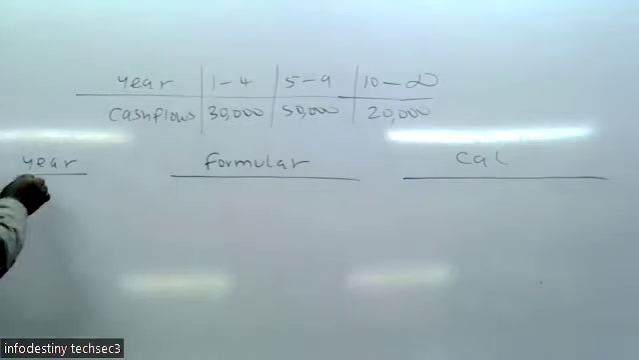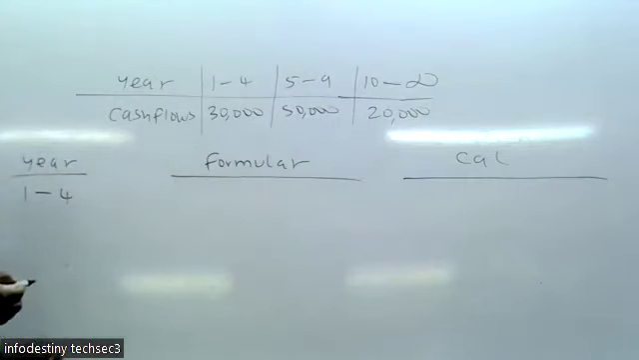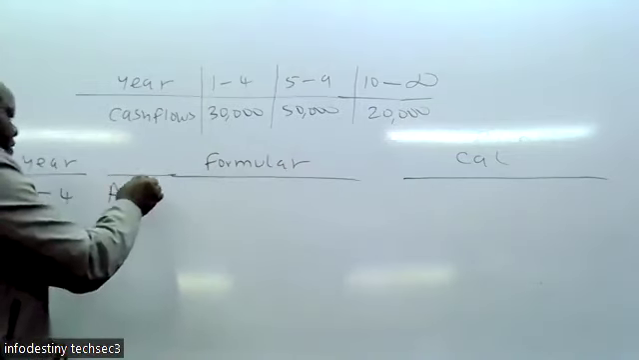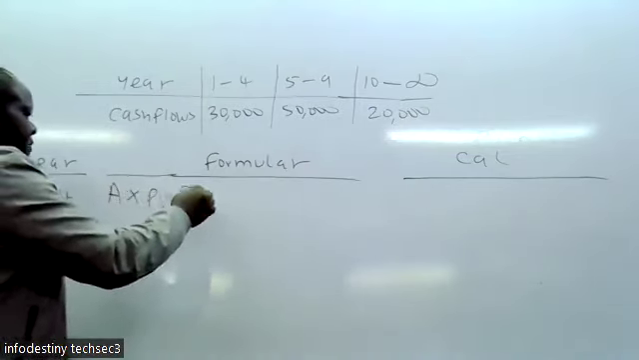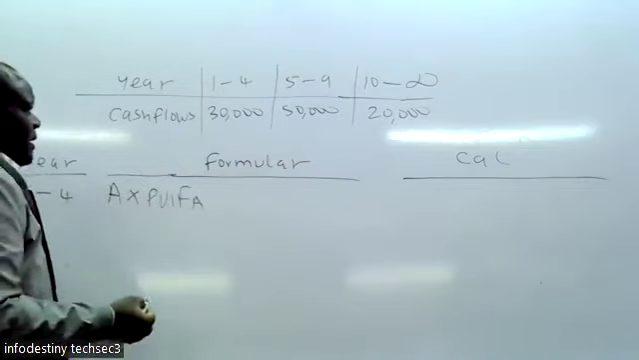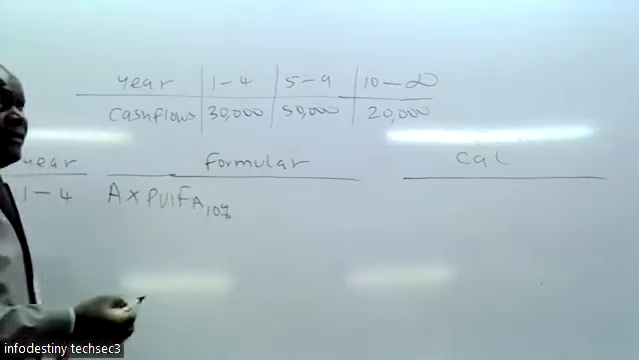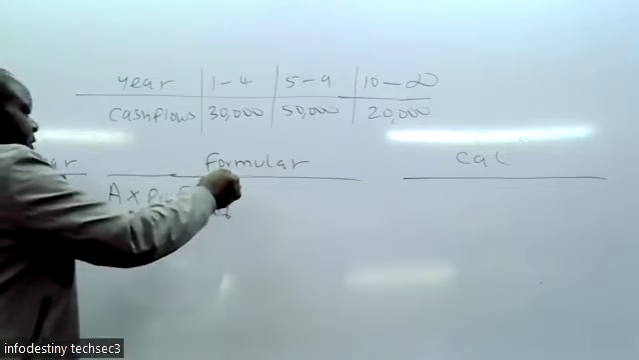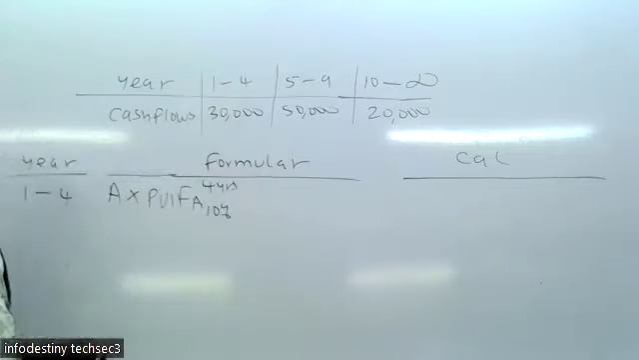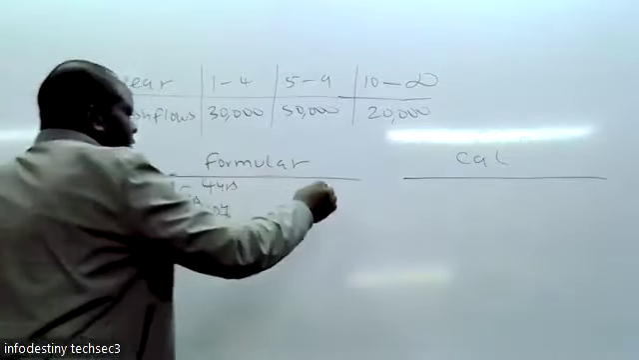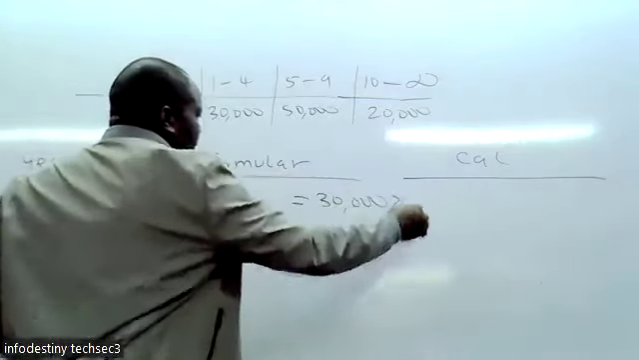So we start off with year 1 up to year 4. Year 1 up to year 4, cash flows are the same. When cash flows are the same, we refer to them as annuity. So it will be annuity multiplied by present value interest factor for the annuity at the cost of capital of what percent? 10%. Yeah, so 10% for 4 years. So from year 1 up to year 4, it is the same. So my annuity is the 30,000.